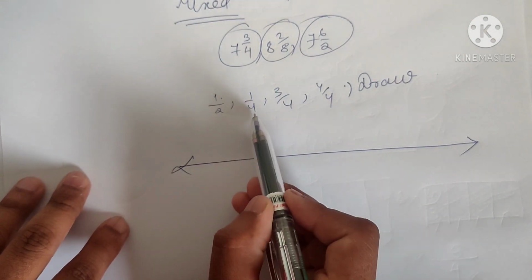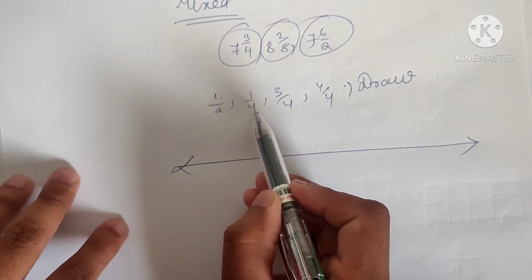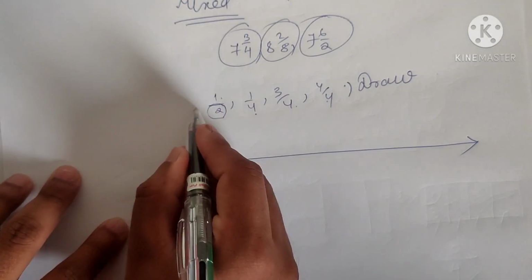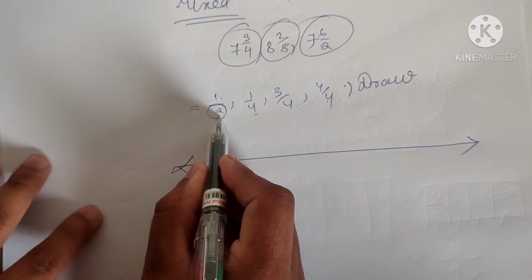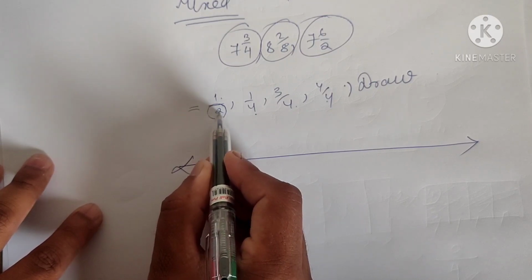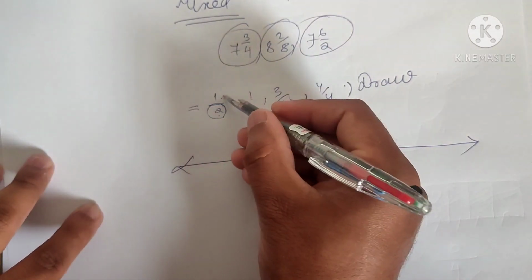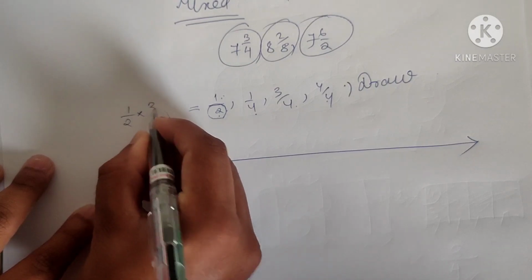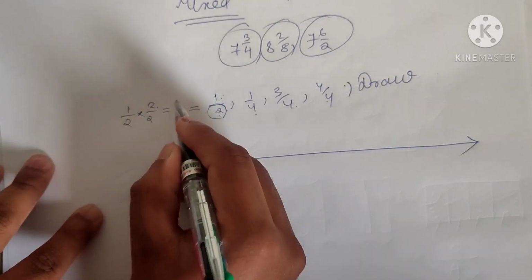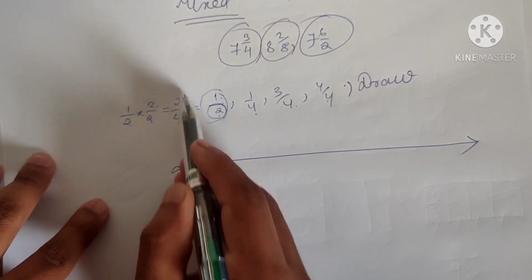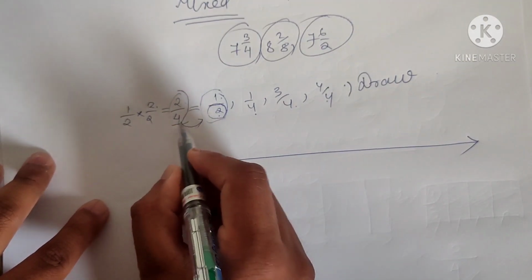See, in this, all the other fractions have 4 as the denominator, but in this one the denominator is 2. So we'll try to make this denominator 4. How will we make it 4? When we multiply by 2, 2 twos are 4. So we'll multiply both the numerator and denominator by 2, like 1 by 2 into 2 by 2. 2 ones are 2 and 2 twos are 4. So 1 by 2 is the same as 2 by 4.